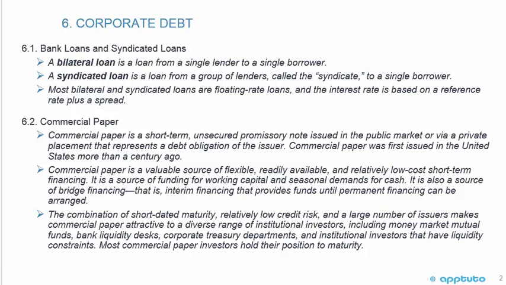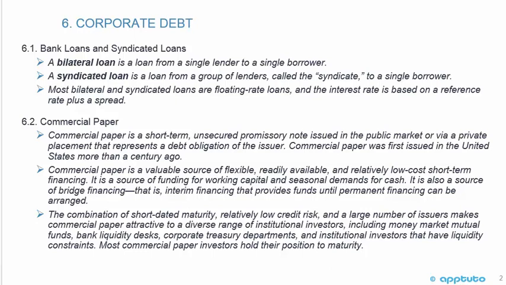Most bilateral and syndicated loans are floating rate loans, and the interest rate is based on a reference rate plus a spread. Next, we'll look at commercial paper. Commercial paper is a short-term, unsecured promissory note issued in the public market or via private placement that represents a debt obligation of the issuer.